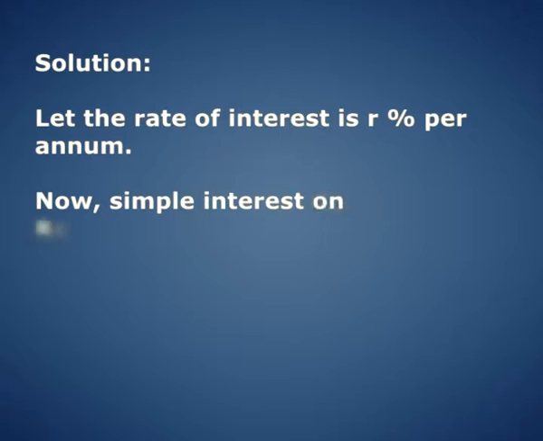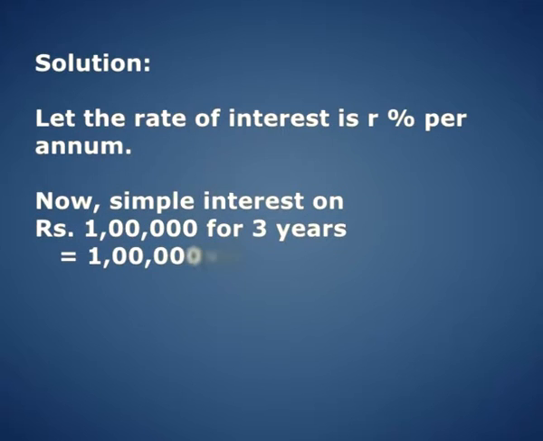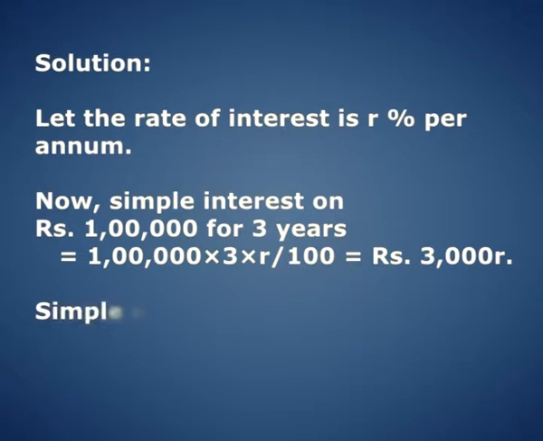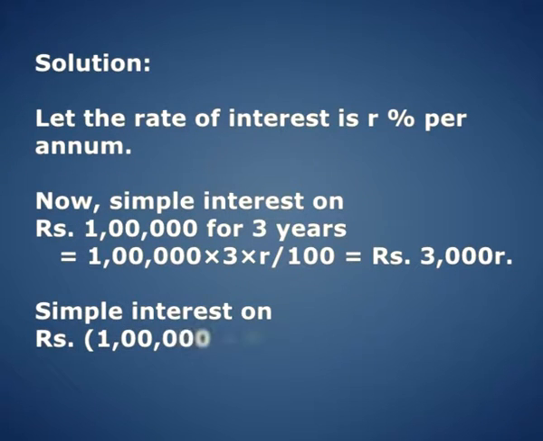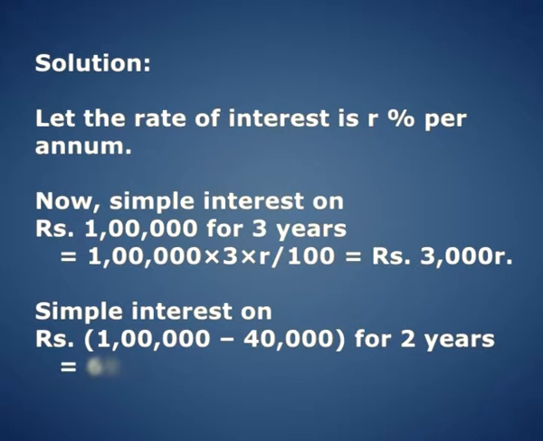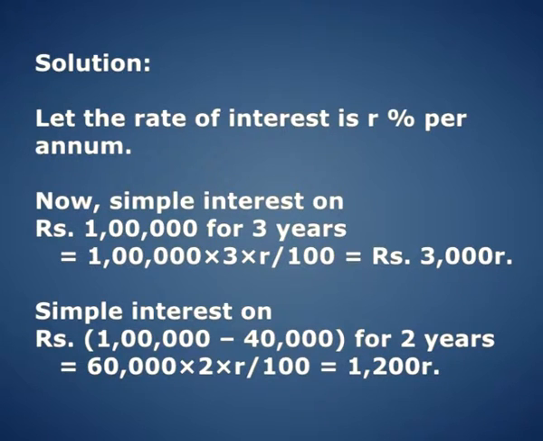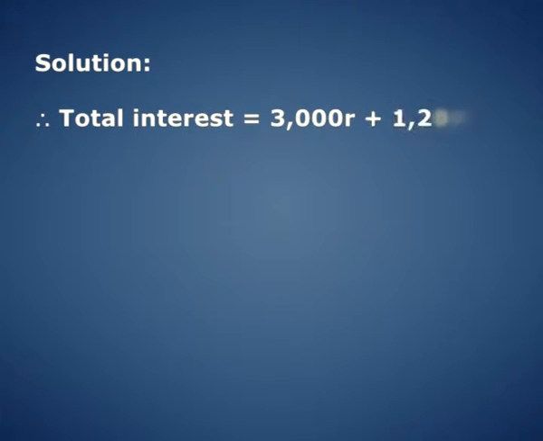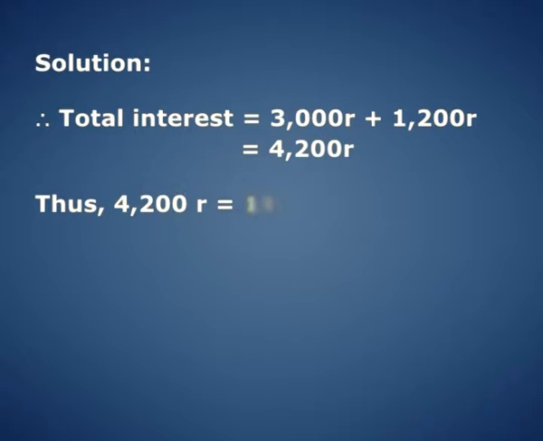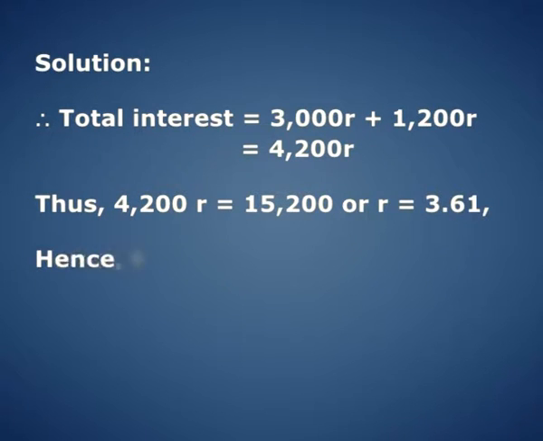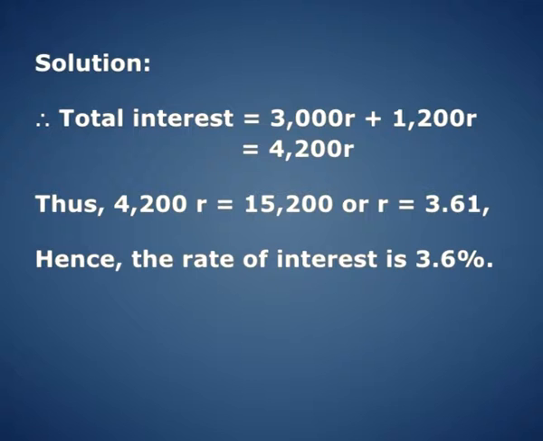Now simple interest on rupees 1 lakh for 3 years will be equal to 1 lakh into 3 into R by 100, which will give you rupees 3,000 R. Now simple interest on rupees 1 lakh minus 40,000 for 2 years, so that is equal to 60,000 into 2 into R by 100, which will give you 1,200 R. The total interest will be 3,000 R plus 1,200 R, so that is equal to 4,200 R. So thus we see that 4,200 R is equal to 15,200, or we can say R is equal to 3.61. Hence we have calculated the rate of interest, which is equal to 3.6%.